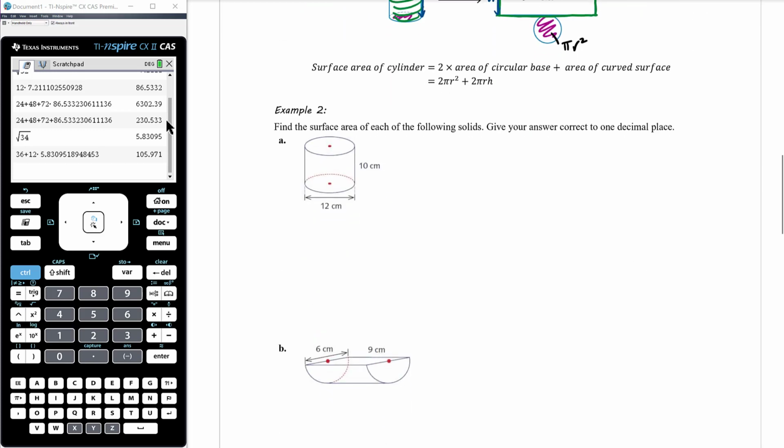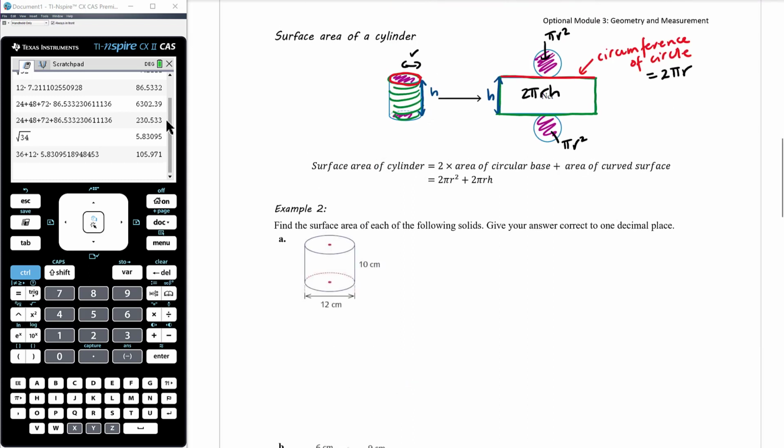Okay, example 2, find the surface area of each of the following solids. If it hasn't told us that it's an open cylinder or doesn't have ends or whatever, then we'll assume it's got 2 circles on either end and the curved surface. Alright, so surface area of a cylinder, we need the height of the cylinder and we need the radius of the cylinder. So radius is 6 and the height is clearly 10. Oops. The height is 10.